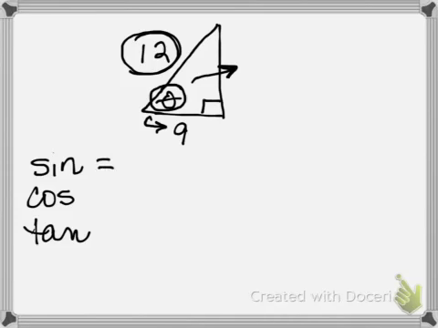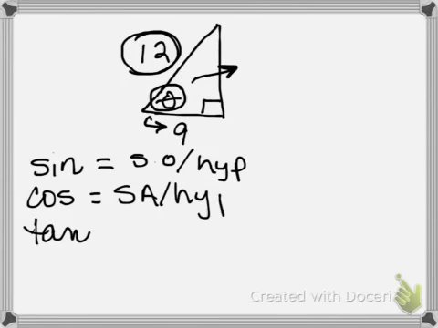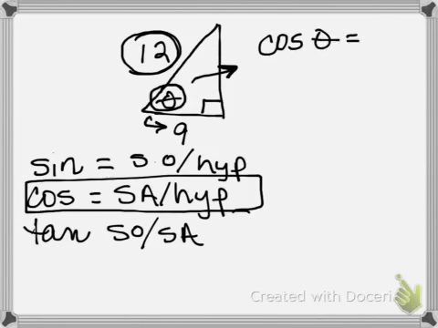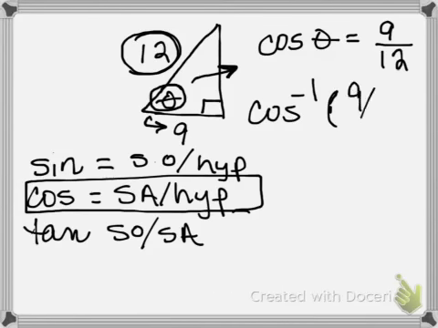And remember that sine is side opposite over hypotenuse, cosine is side adjacent over hypotenuse, and tangent is opposite over adjacent. So once you know what pieces you have, you can pick the correct trig function. So I know that the cosine of my angle is equal to the side adjacent over 12. So if I knew the inverse trig function of 9 over 12, I would have my angle.